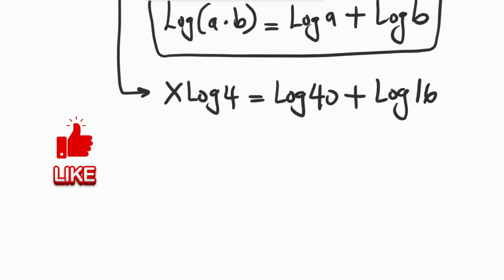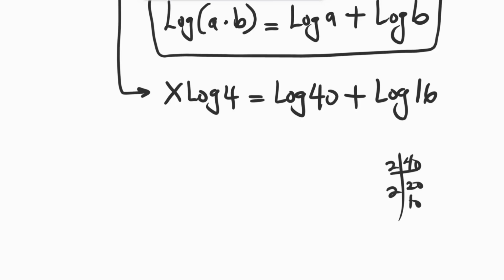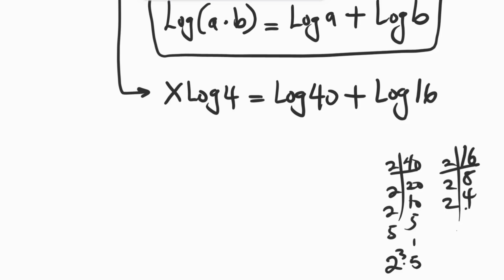Now, let us go ahead and break down 40 and 16. We know that 40 is the same as 2 here is 20, 2 here is 10, 2 here is 5, 5 is 1. So 2 raised to power 3 times 5. 16 is the same as 2 here is 8, 2 here is 4, 2 here is 2, 2 here is 1, 2 raised to power 4.